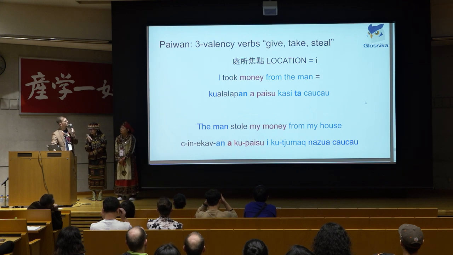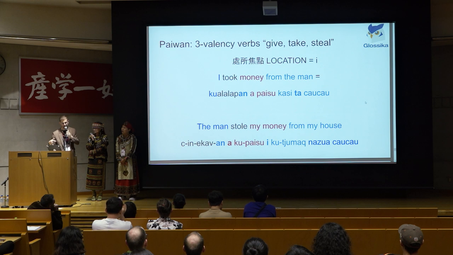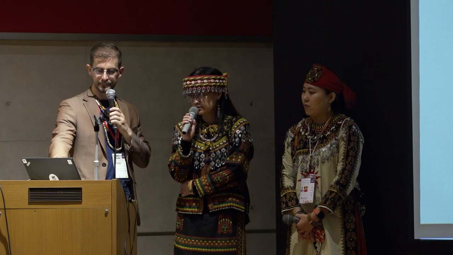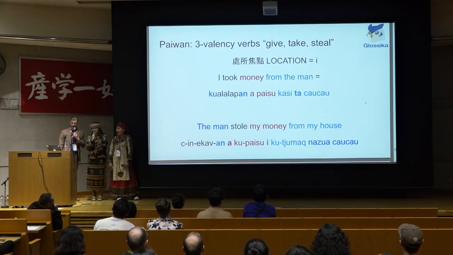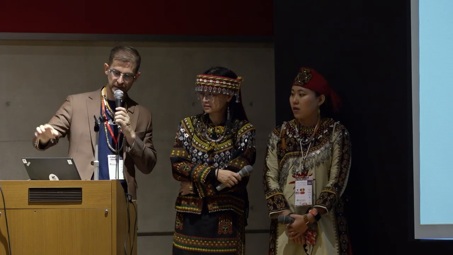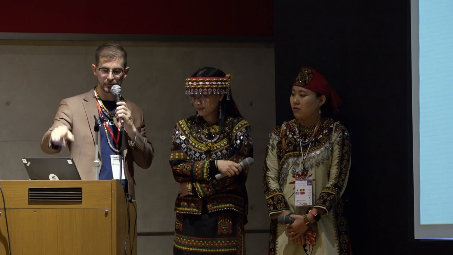Actually, here it should be gu alapen, because otherwise it would be, okay, let's just do it like this. I'm taking money from the man. Sorry, I wrote in the past. Okay, so I'm taking money from the man. Gu alalapen abaisu kasi da cao cao. So here we change the e particle to a kasi, meaning it's coming from, okay? But it still undergoes that location focus.